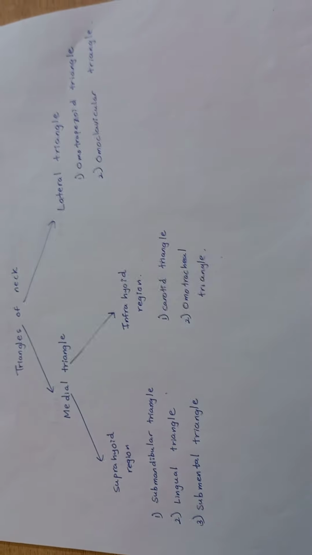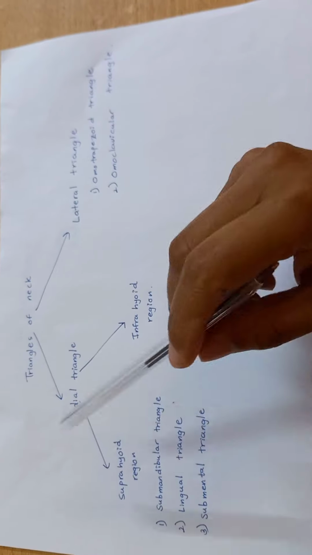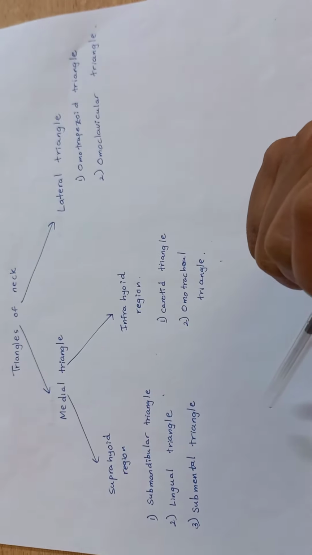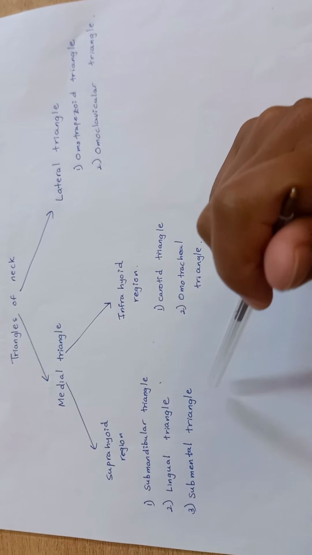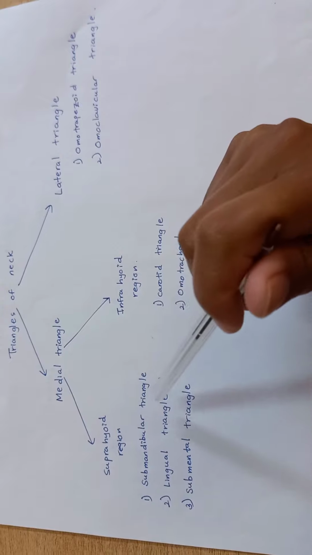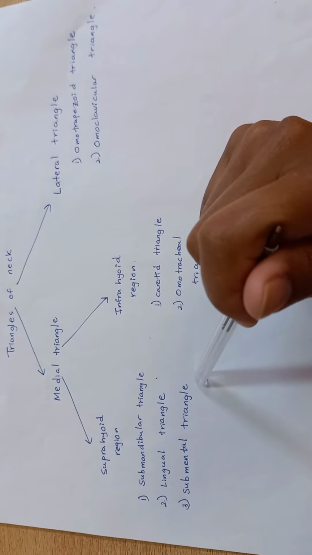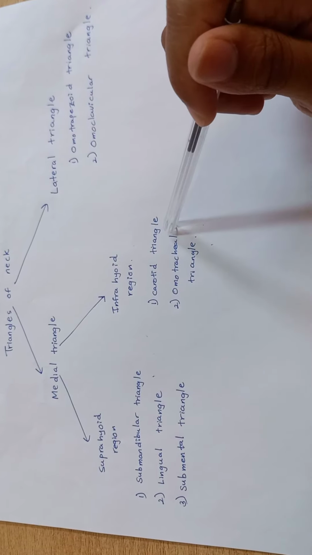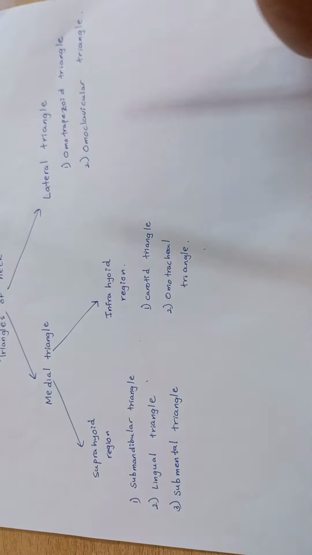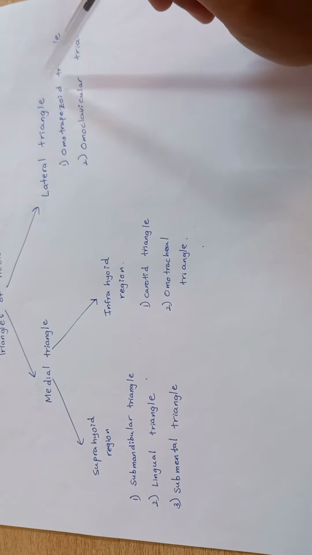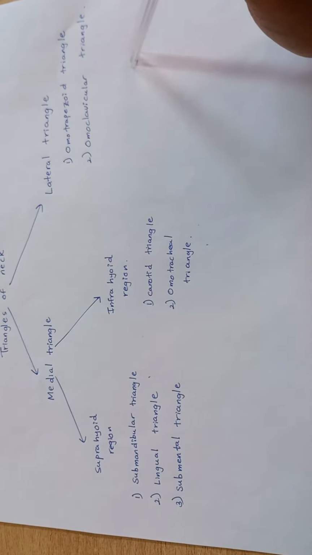Firstly, when we talk about the medial triangle, it can be divided into suprahyoid region and infrahyoid region by the localization of the hyoid bone. In the suprahyoid region, we can see three triangles. They are submandibular triangle, lingual triangle and submental triangle. And when we talk about the infrahyoid region, there's carotid triangle and omotracheal triangle. And the lateral triangle, there's two small subtriangles. They are omotrapezoid triangle and omoclavicular triangle.